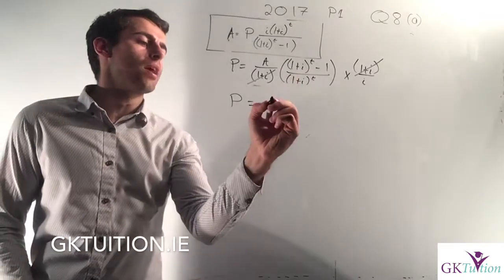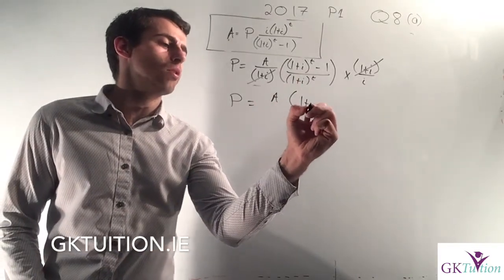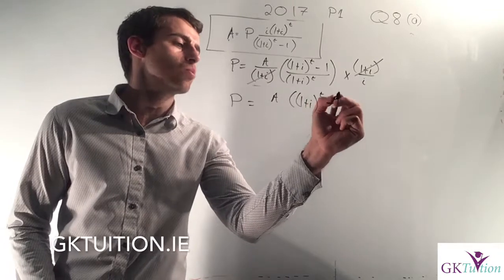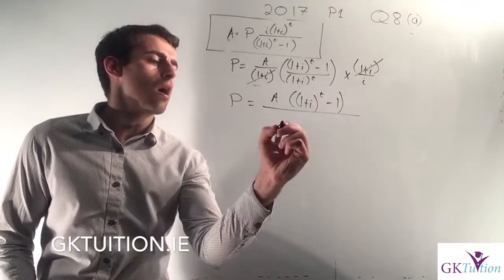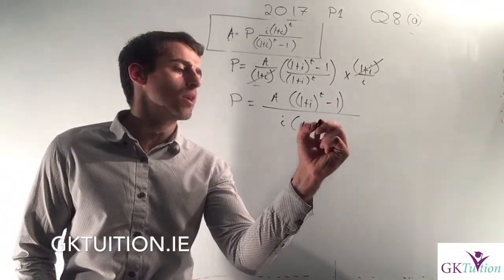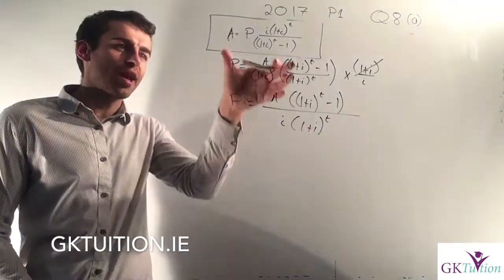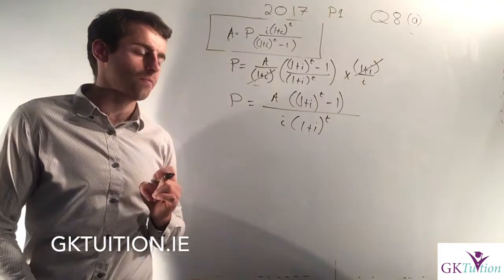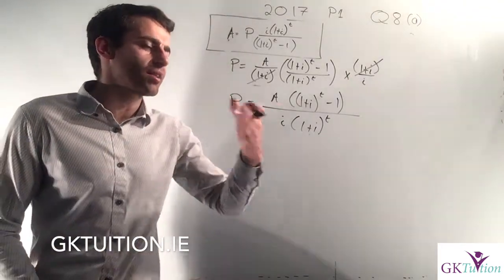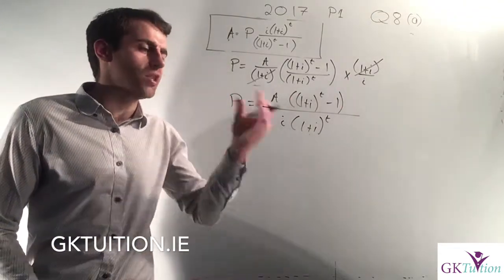My top line is now A multiplied by (1 + i)^t − 1, and my bottom line is i multiplied by (1 + i)^t. So you should recognize at this stage that we are getting fairly close to what we're trying to achieve. The next thing, let's continue further and try to get rid of our fractions even more.